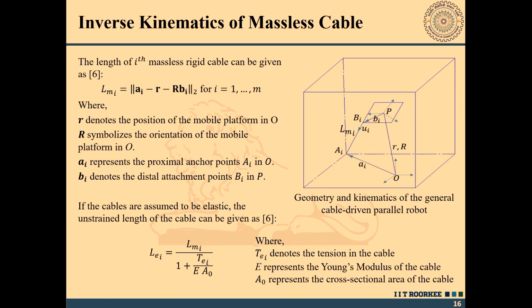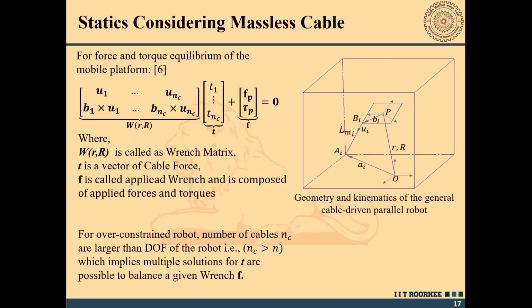And if I assume that the cables are elastic, then the unstrained length of the cable I can find out using this LMI, considering the elasticity and tension in the cable and the cross-section area of the cable. The statics, considering a massless cable, is basically composed of the cable tensions multiplied by a wrench matrix, and the forces and moments acting at the mobile platform.